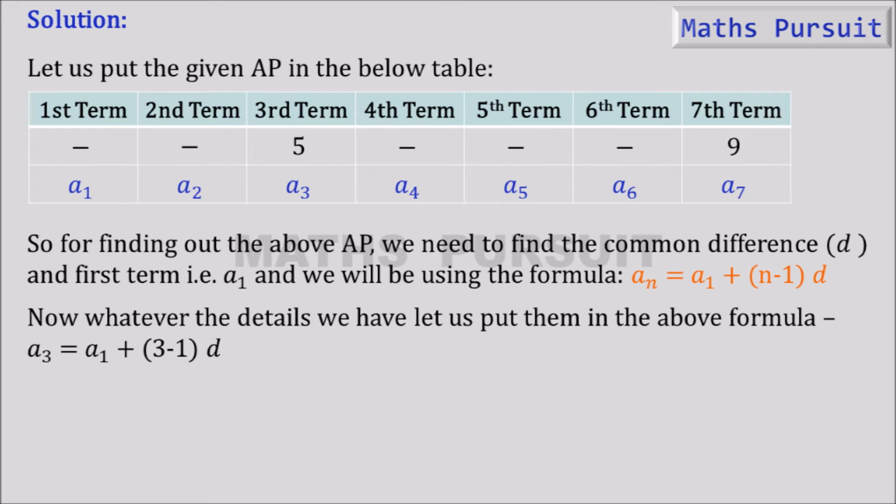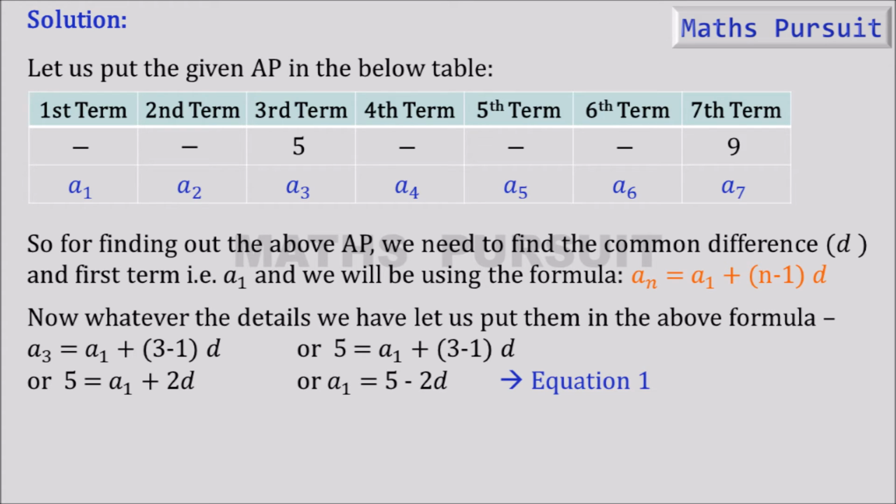Here the first term is A1, because we are going to find out A1, and we have put it in this equation, plus 3 minus 1, where N is 3 because N is the third term, into D. D is the common difference, and that is what we need to find out. Now solving this equation, we get 5 is equal to A1 plus 3 minus 1 into D, or 5 is equal to A1 plus 2D, or A1 is equal to 5 minus 2D. Now let us name this equation as equation 1. So here there are two things, A1 is missing as well as D is missing.